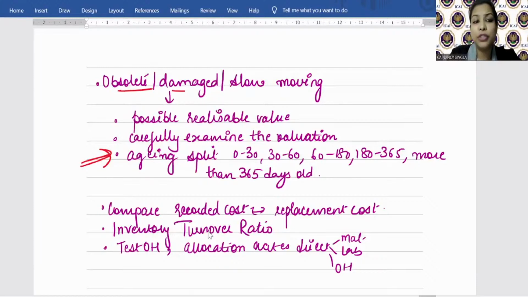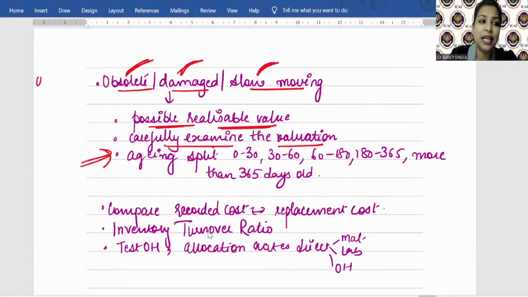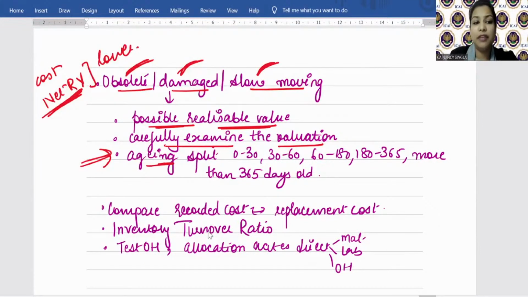So with respect to obsolete, damaged or slow moving items, the auditor will consider what is the possible realizable value. He will carefully examine the valuation. Because these are obsolete, damaged and slow moving, it is obvious that between cost and net realizable value, net realizable value is going to be lower. For the aging split, he will ask the management, and how will he know what the slow moving items are? He will ask the management to provide the aging report.